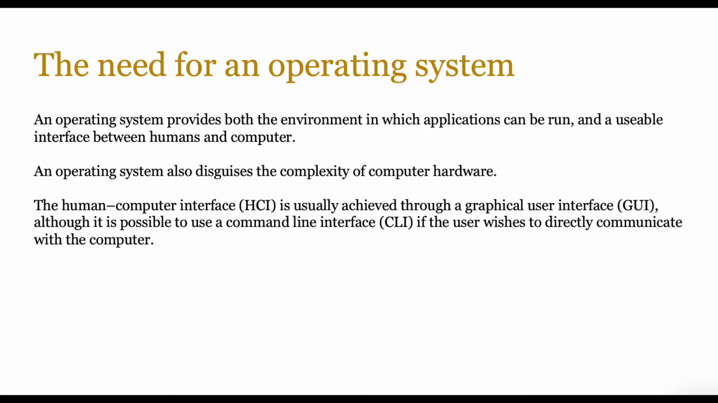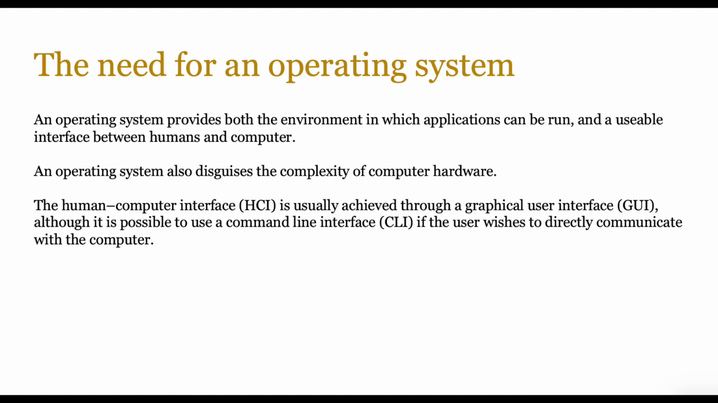So an operating system was needed to provide both the environment in which applications can be run and a usable interface between humans and computers. It often disguises the complexity of computer hardware. Computers are very complex: logic gates, various different instruction sets, binary, and anything that we can do to hide that complexity means that lots more people can end up using it. This is very, very important, because often in an exam you're asked for the need for an operating system, so do take these notes down.